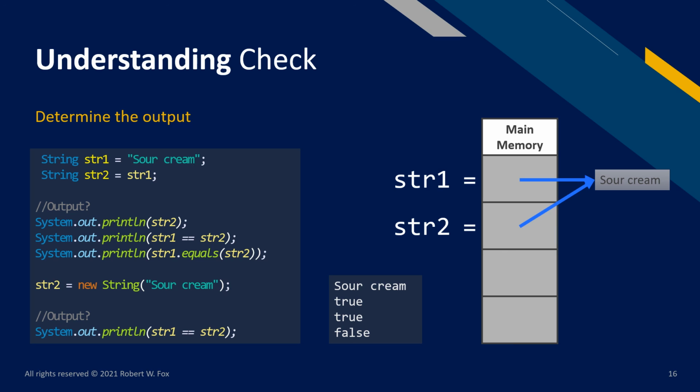Finally, I make a change to str2. I say str2 equals a new string sour cream. Now look what that does. That actually changes the reference, so str2 no longer points to the first object, but now points to a new second object. And now when I compare str1 to str2 in my last line, this turns out to be false because str1 and str2 are both references, but now referring to different objects.